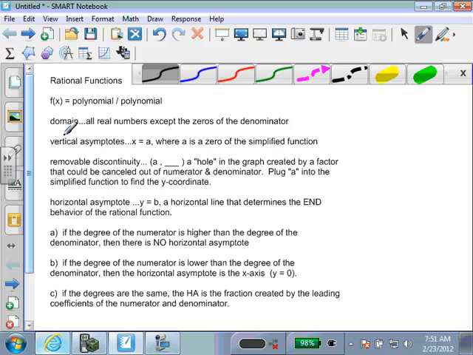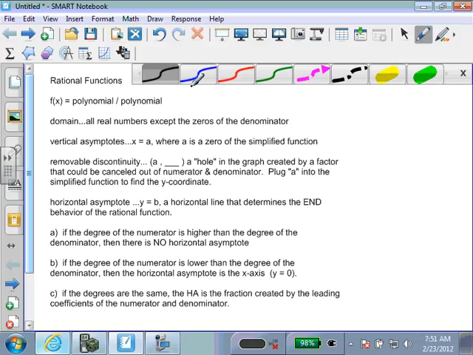A removable discontinuity, which is a point, x comma something, which creates a hole in the graph, and it gets created by a factor that could be canceled out of the numerator and denominator. And so we find a, and then we plug a into the simplified function to find the y coordinate.